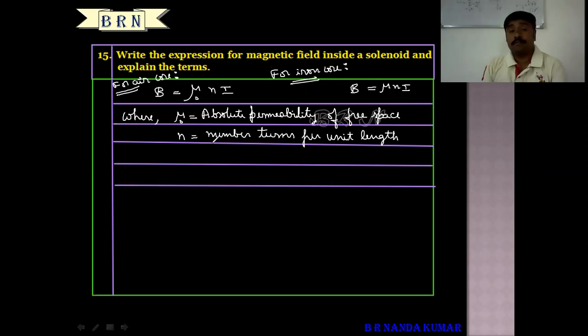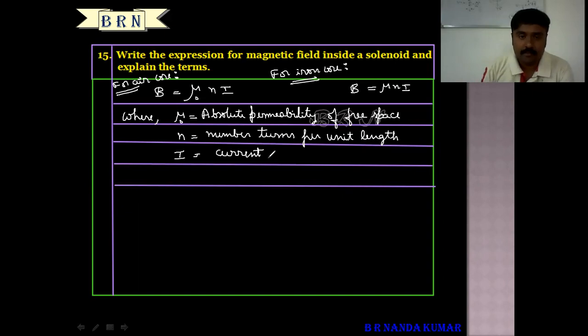A solenoid means an insulated copper wire that is wound in the form of a helical path. So what is the meaning of solenoid? It is an insulated copper wire that is wound in the form of a helical path. N is the number of turns per unit length of the solenoid. Mu naught is the absolute permeability of free space, that means the ability of free space to allow the magnetic field lines to pass through it. I means the current flowing through the solenoid. B is the magnetic field inside the current carrying solenoid.